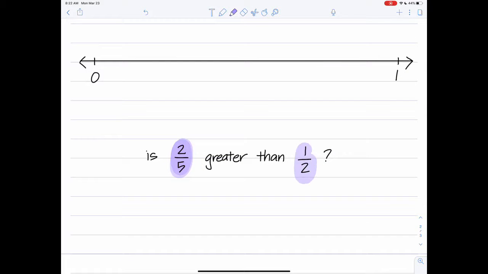Now let's move into, is 2/5 greater than 1/2? First thing I'm going to do is place my 1/2 right in the middle. Now this one's a little trickier because we need to find a common denominator between 5 and 2. What number can 5 and 2 both get into, or what are they factors of? And I know that 5 times 2 is going to give me 10.